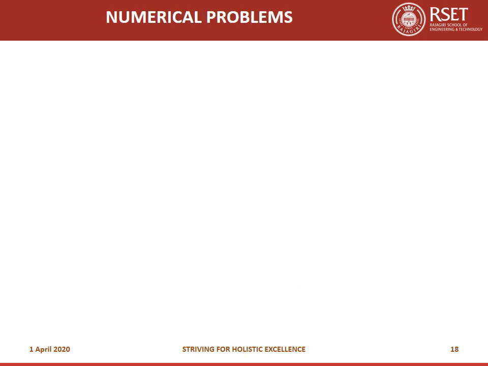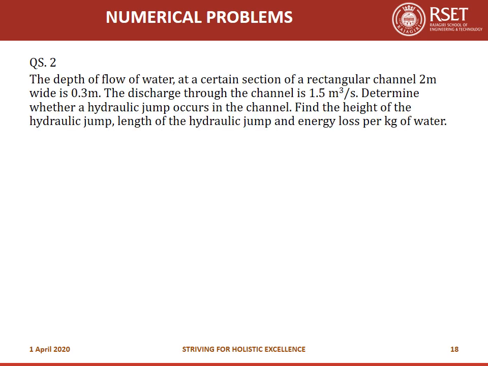So we'll go on with the numerical problems. Second question. The depth of flow of water at a certain section of a rectangular channel 2 meter wide is 0.3 meter. The discharge through the channel is 1.5 meter cube per second. Determine whether a hydraulic jump occurs in the channel. Find the height of the hydraulic jump, length of the hydraulic jump, and energy loss per kilogram of water. So we have the expressions.